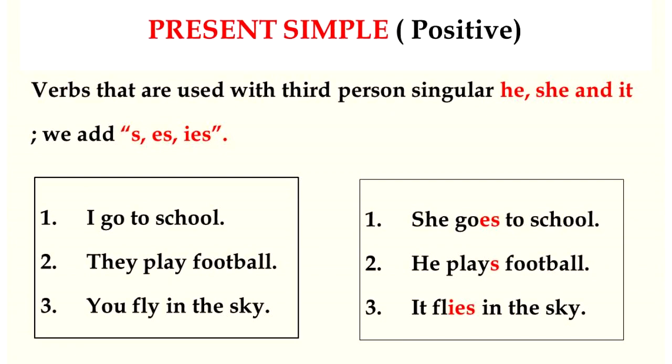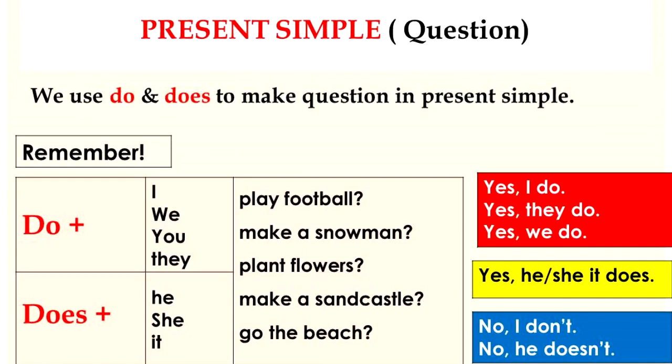So the teacher will give you more detail in the next video, but today is just a really short review. Now, if you want to make a question in the present simple, you just put do or does. Remember, do goes with I, we, you, they, and does goes with he, she, it. For example, do I play football? Do we play football? Do you play football? Do you plant flowers? If we ask a question with he, she, it, we use does. Does he make a sandcastle? Does he make a snowman? Does she go to the beach? Does she plant flowers? Bear in mind, everyone, that in the question form we don't add s or es, because do and does are already there.